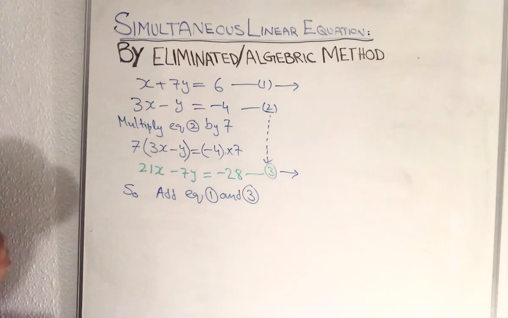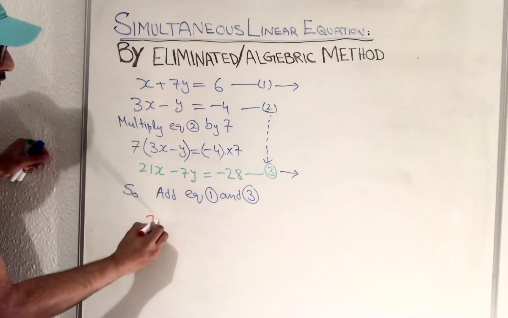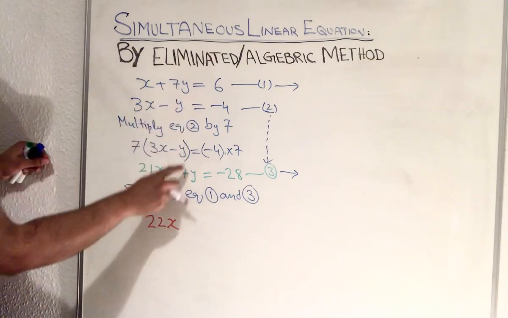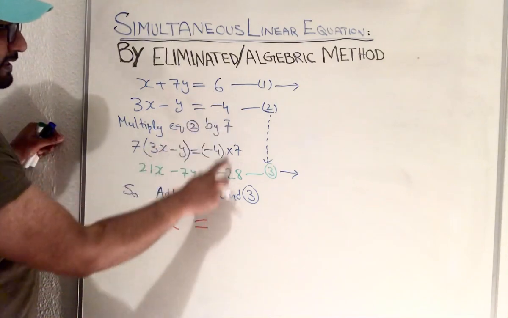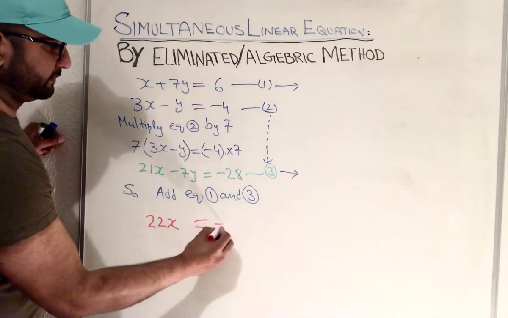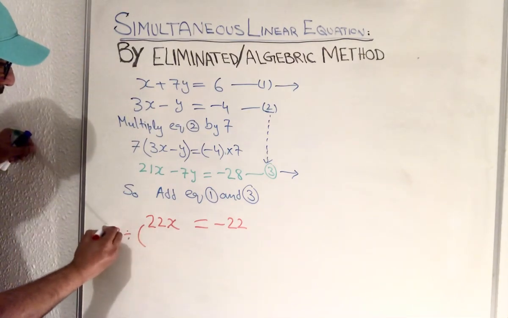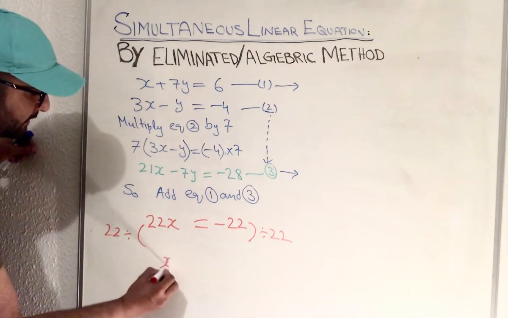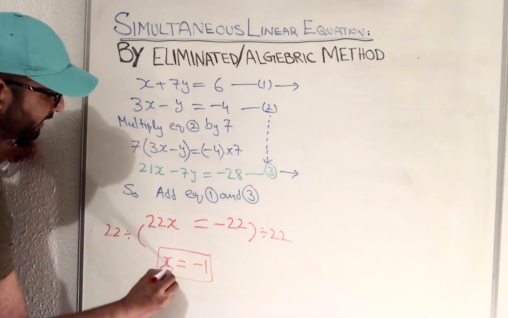So what do we get when we add these? x plus 21x becomes 22x. Plus 7y and minus 7y cancel, equals 6 plus 28, which becomes 22. Divide by 22. So x equals minus 1. This is the value of x we got here.